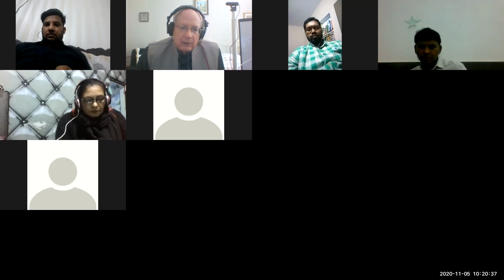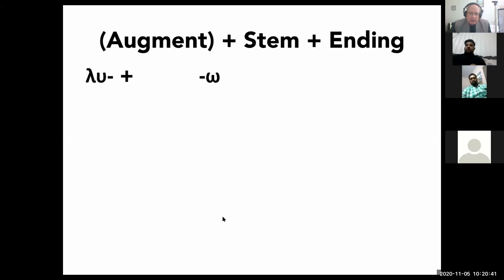Back to our verbs, we're learning verbs. So we don't have augments right now. We will have augments in the future. But augments, we use the word augment, are prefixes on verbs. We don't have any right now. We just have the stem and the ending.